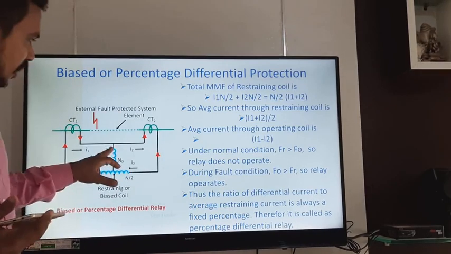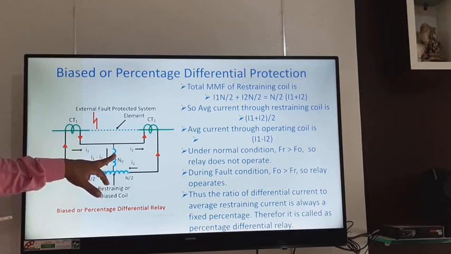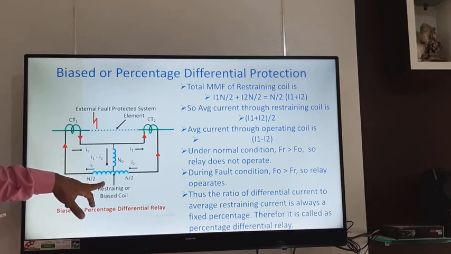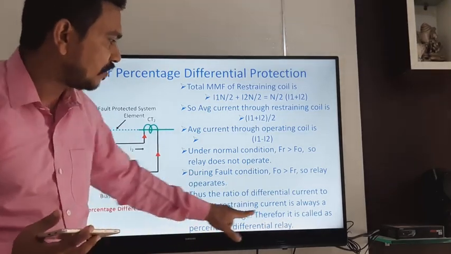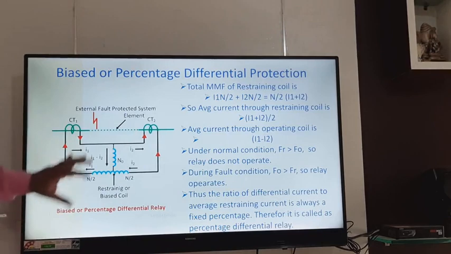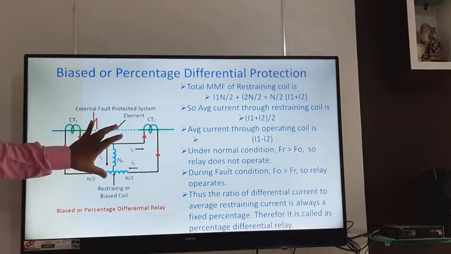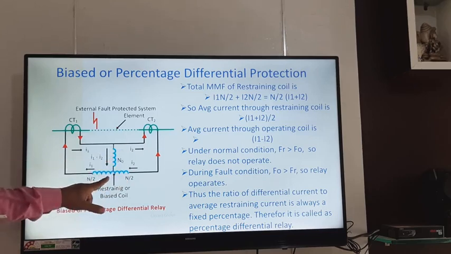Okay, the ratio of the average restraining current and the differential current. So the ratio of differential current to the average restraining current is always a fixed percentage. Therefore this relay is also called the percentage differential relay, in which we have an operating coil as well as the restraining coil.